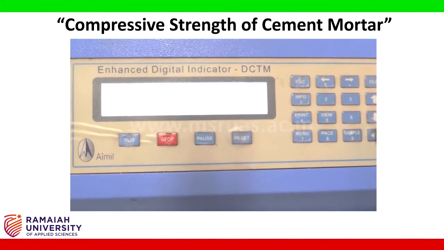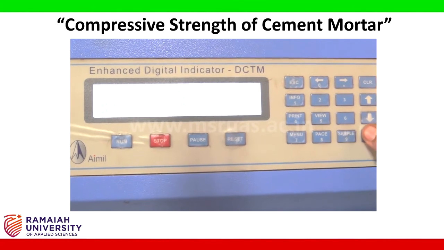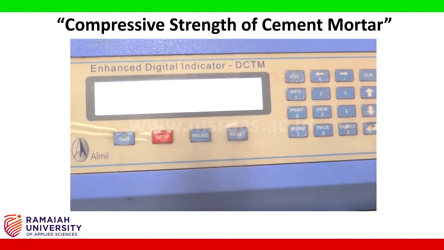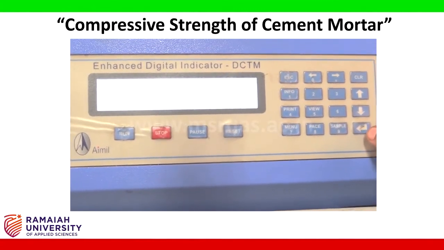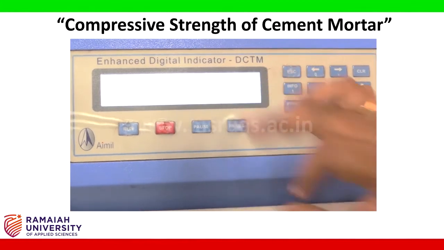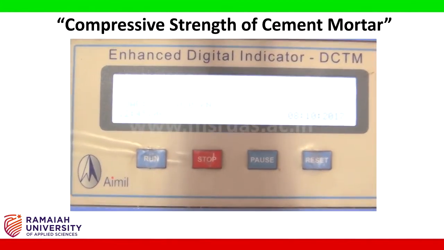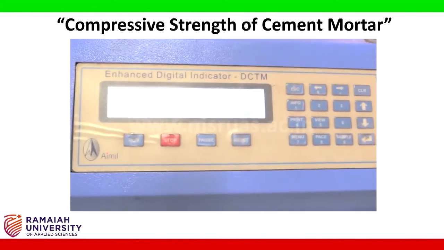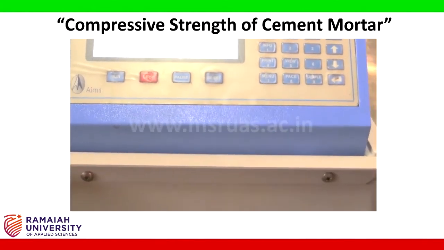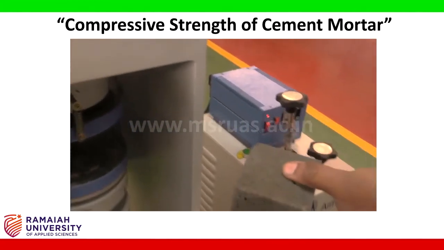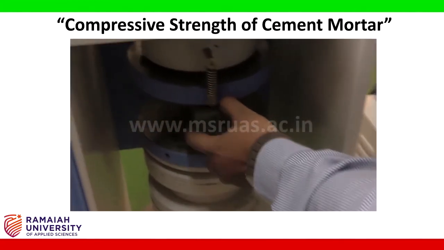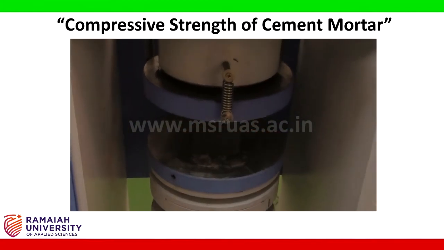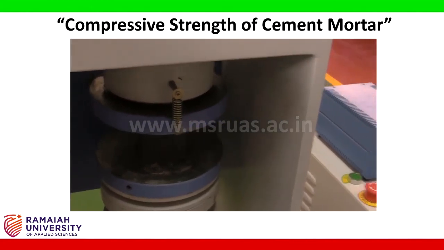Next I'm going to take up the operating mode that I want, compression. I'll take up mode 1, enter. The unit will be in SI unit, and it shows the capacity of your machine and comes to the load screen. After that, we are going to place the sample on the compression testing machine. This is the sample that we prepared. I am going to place it on the machine, and I am going to run the experiment.